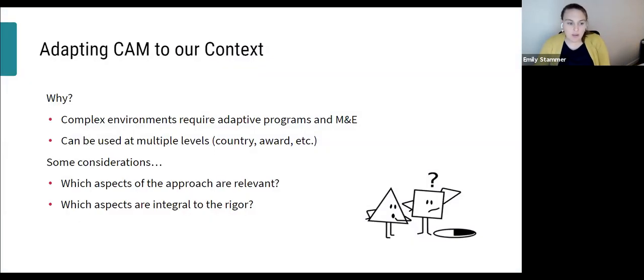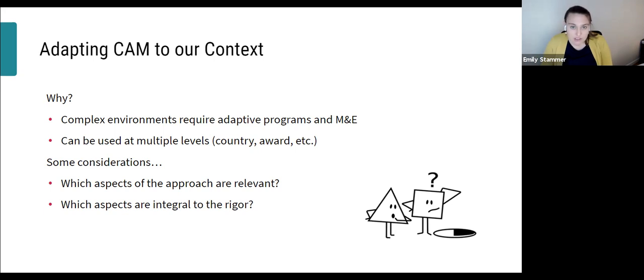We are going to talk a bit about adapting CAM approaches to our context. That's where we're going to start, and why we should do it. Complex environments like those we're working in with the Momentum suite of awards are going to require not only adaptive programs, but we need to also have adaptive M&E. And we should adapt these approaches so that they can be used at all levels. So we're talking about from the award level all the way down to the teeny tiny activity level, like a workshop.